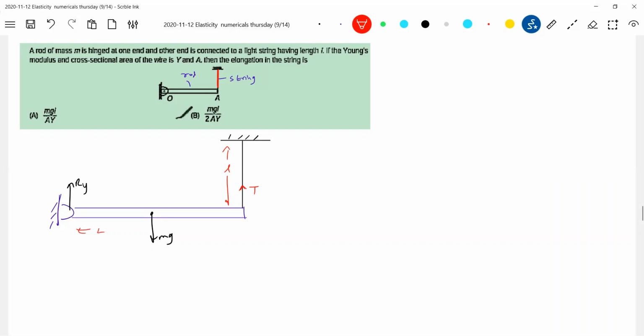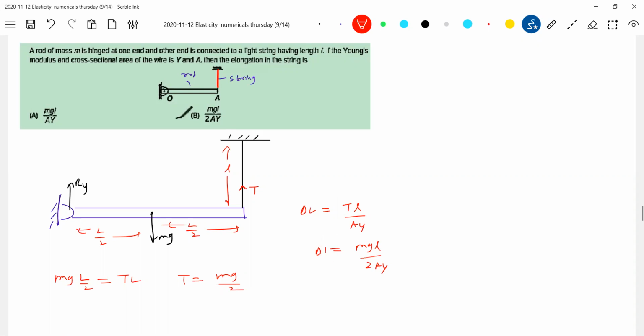Okay, now what is this? This will be L by 2 and this is L by 2. For equilibrium, what can we write? Mg into L by 2 should be T into L. So T is equal to Mg by 2. What is the elongation in the string? It should be FL by AY, sorry, TL by AY. T is Mg by 2, so the elongation is MgL by 2AY.